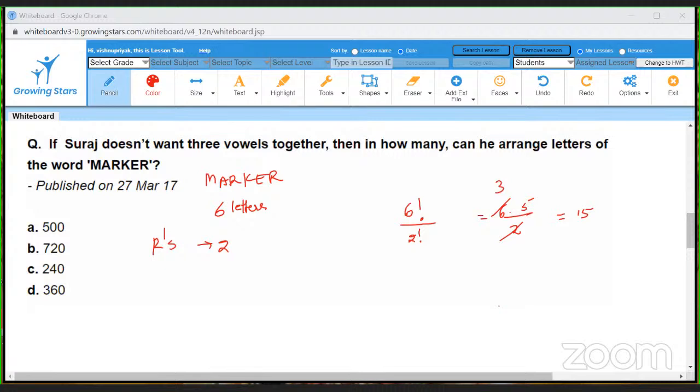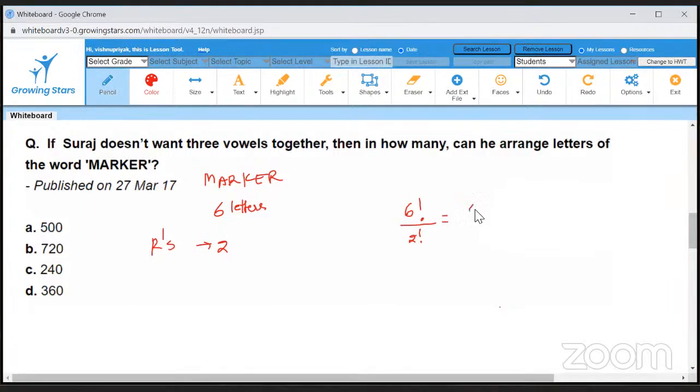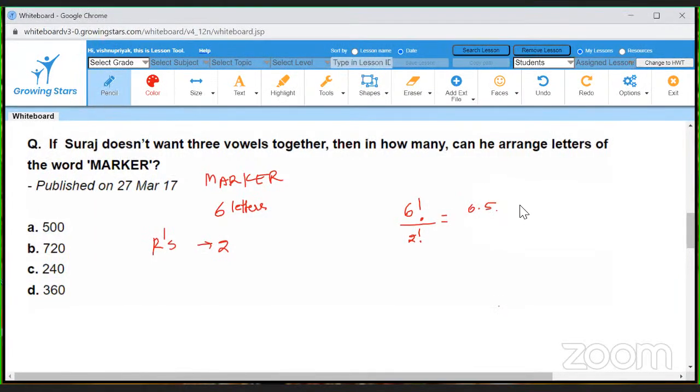Sorry, 1 second. 6 factorial by 2 factorial. 6 into 5 into 4 into 3 into 2. 2 factorial by 2 factorial will cancel. 12 into 30. 360 ways are there to arrange. Someone got the answer already. Lohit got the answer as C.